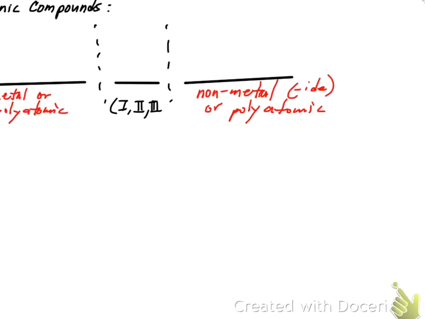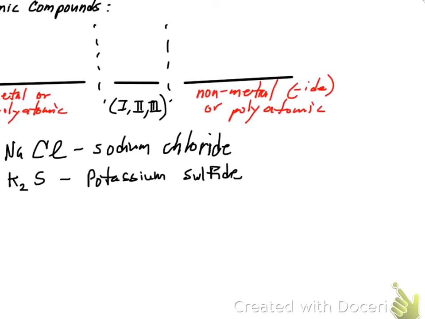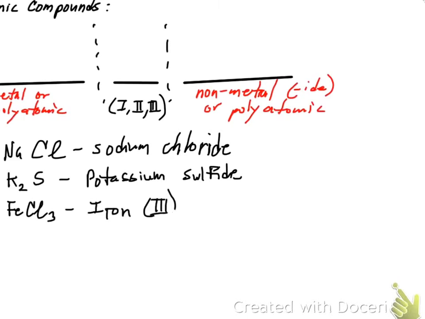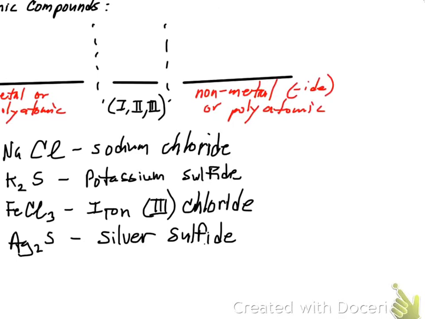It might be easier with an example. Take a look at this: sodium chloride or potassium sulfide. It's basically the metal and then the nonmetal. Let's take a look at 2 transition metals. The first would be FeCl3, or iron(III) chloride. And then you see silver, Ag2S, and you wonder, where's the parentheses in the middle? Silver, remember, is one of the exceptions, and so always has a charge of +1. So in this case, it's just silver sulfide.